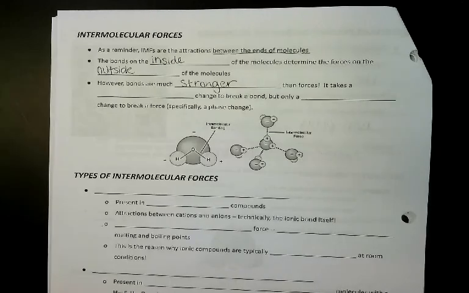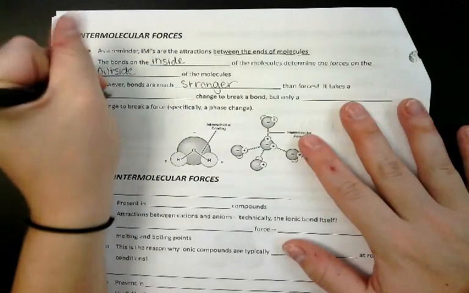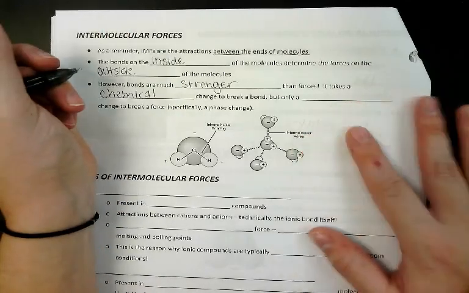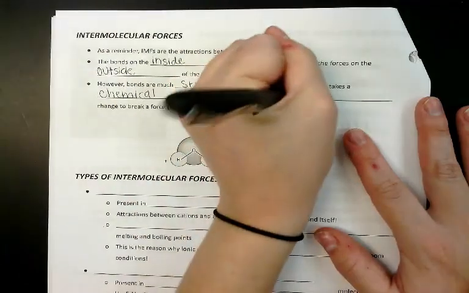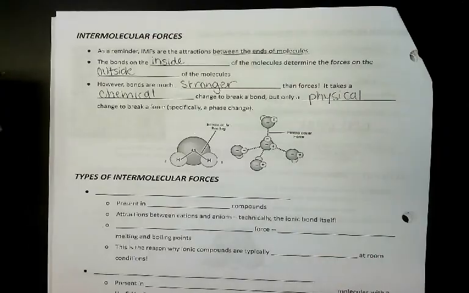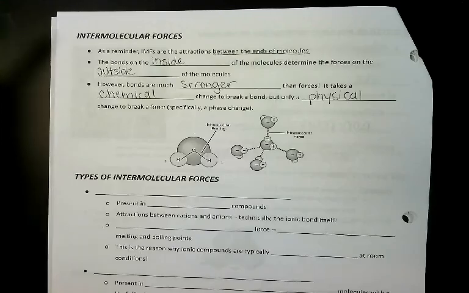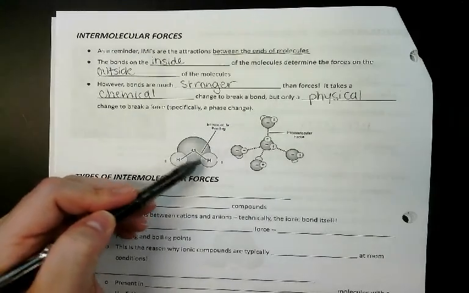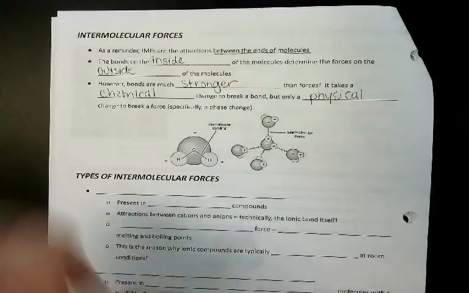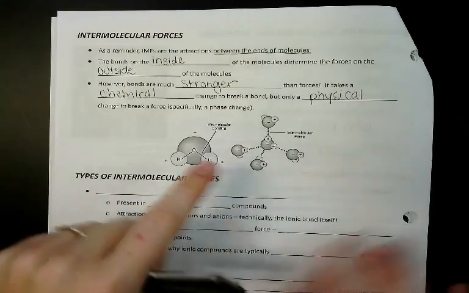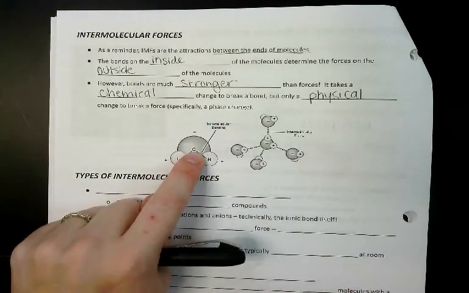It takes a chemical change to break a bond, but only a physical change to break a force. Okay? So remember, at the beginning of the unit, I said a bond is like a weld. If you weld two metals together, that's very, very strong, right? Now, a bond is like a weld, so the bond between oxygen and hydrogen, like a weld, it takes a lot of energy to break that, a chemical reaction to break.